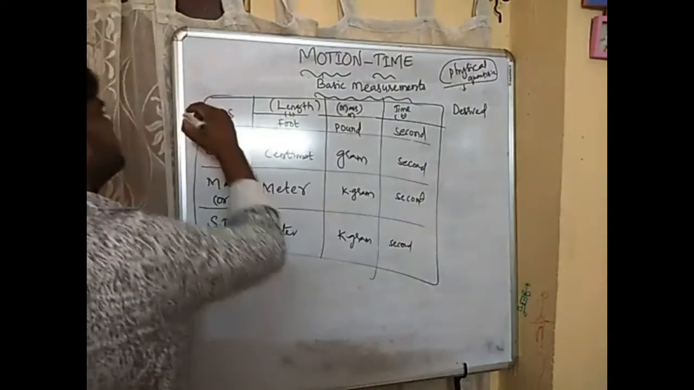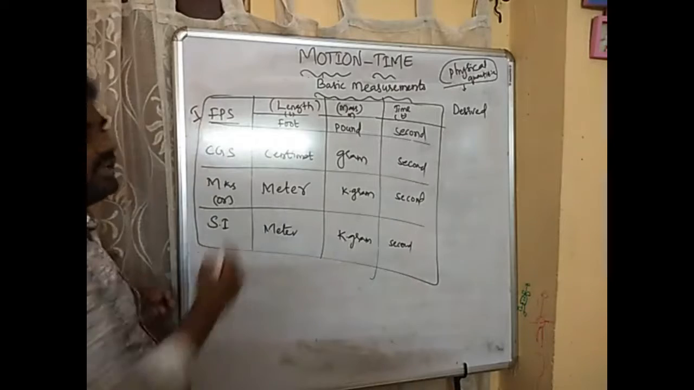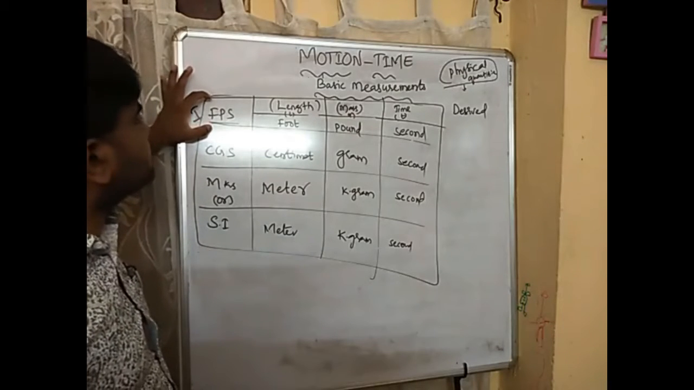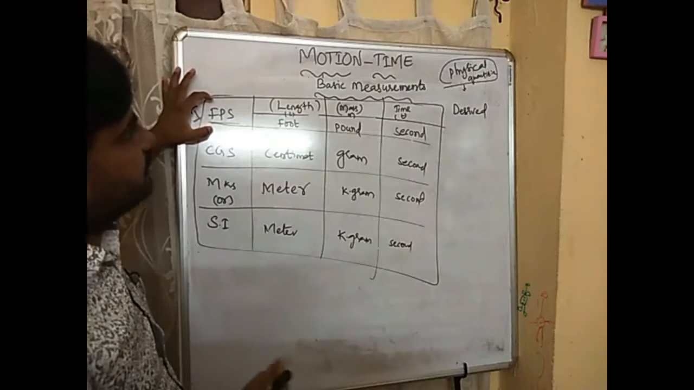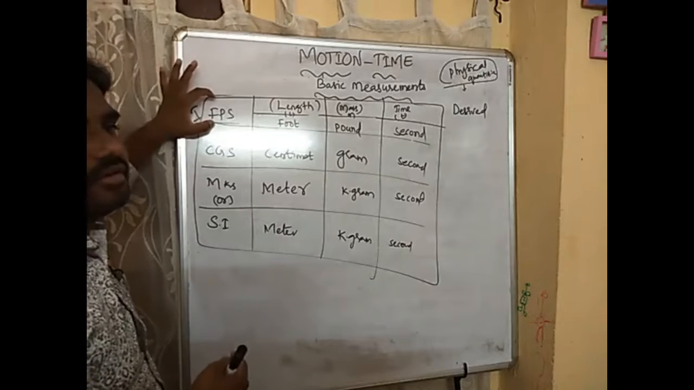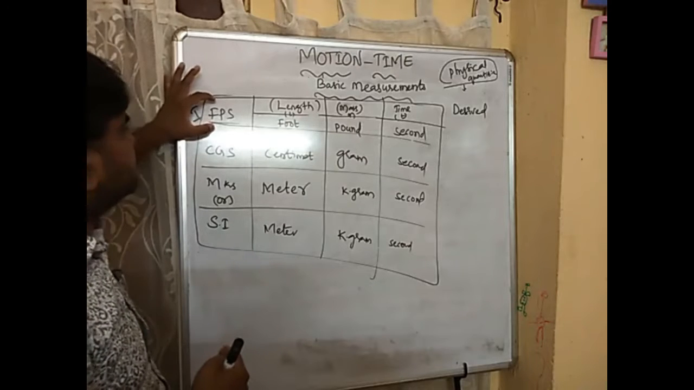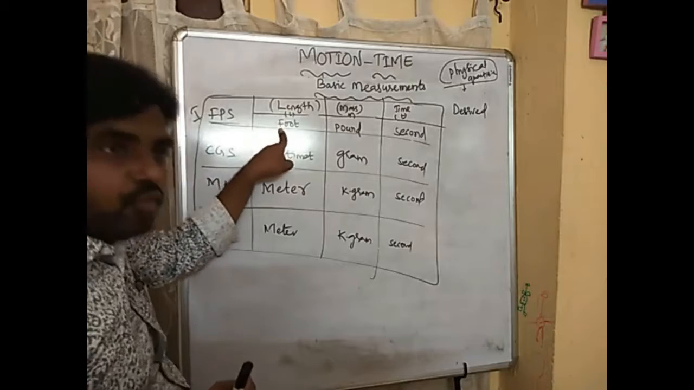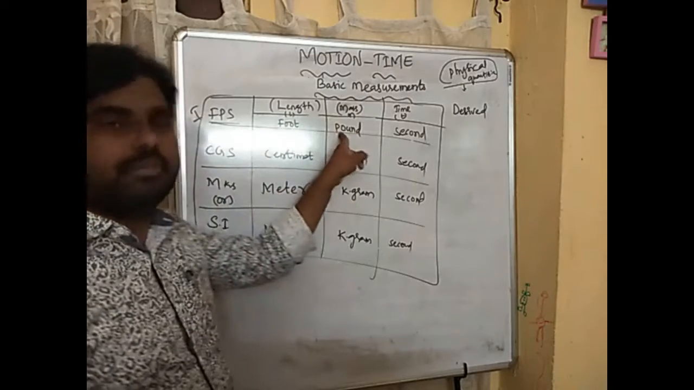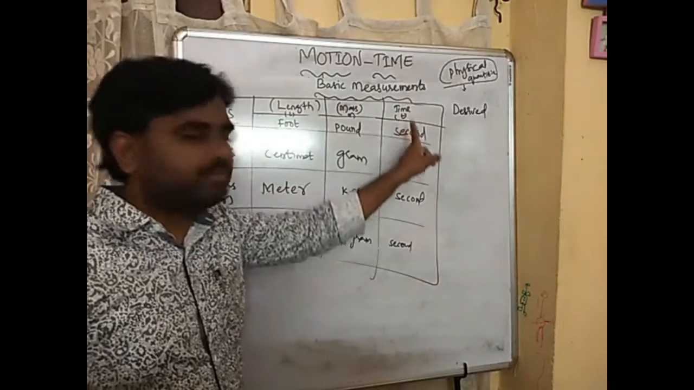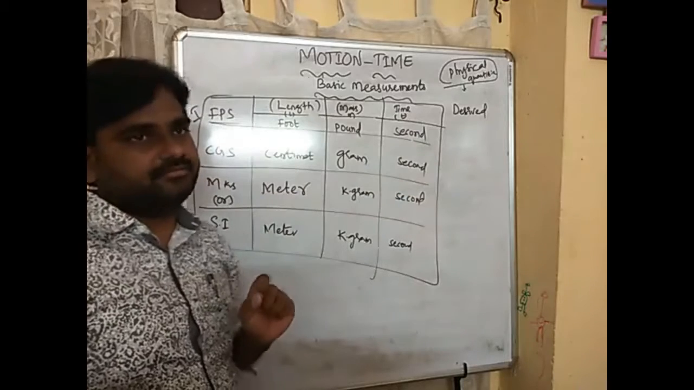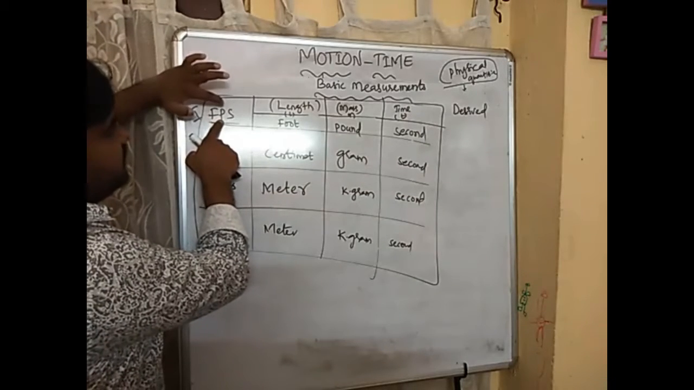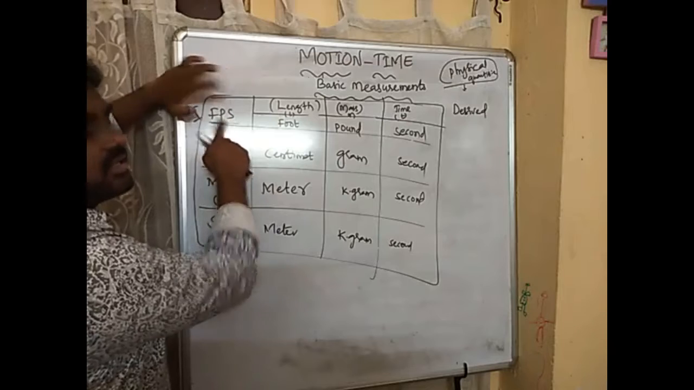Here the first standard is FPS. What is that? That is the basic measurement the ancestors used, that is FPS. That is, length is measured in foot, mass is measured in pound and time is measured in second. Here F stands for foot, P stands for pound, S stands for second.